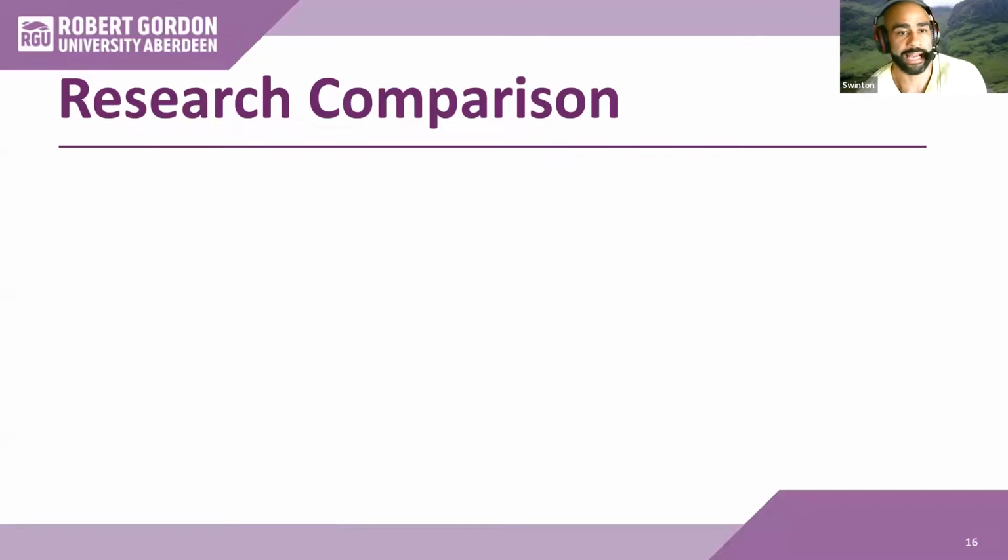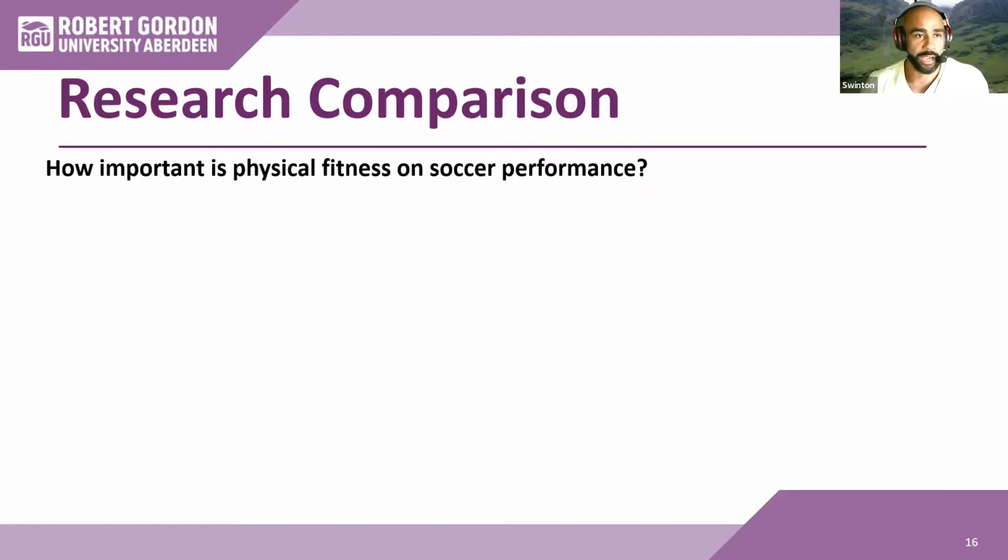Okay, so the last thing I'd like to do is compare a traditional research approach to a CSM approach in trying to address a very different but complex question. This is something I've been thinking about for a while. The question is, how important is physical fitness to soccer performance? There are probably 3 standard approaches that you might want to try with experimental type research.